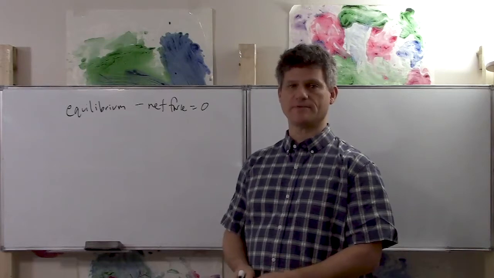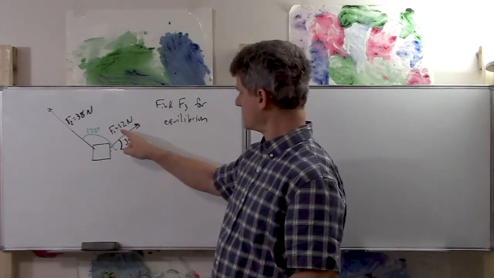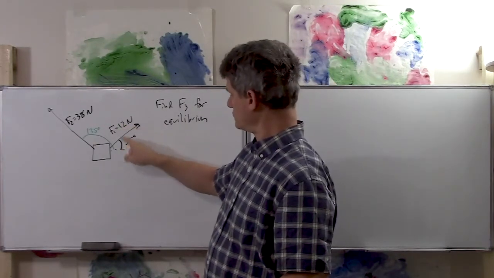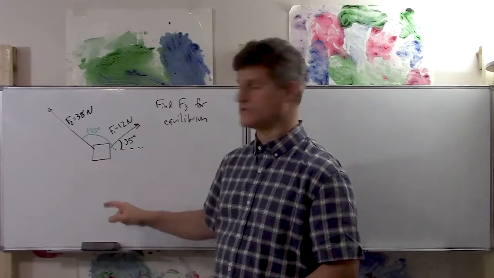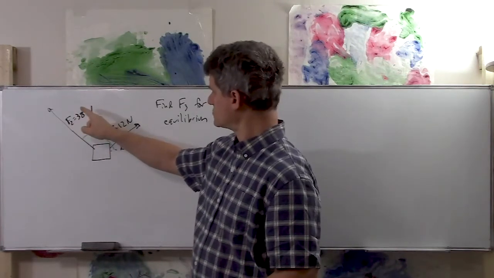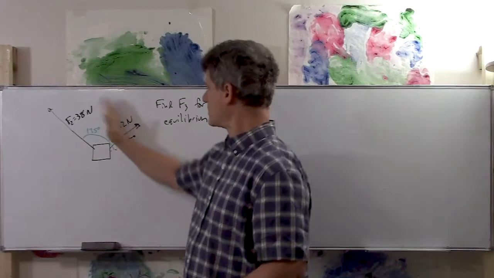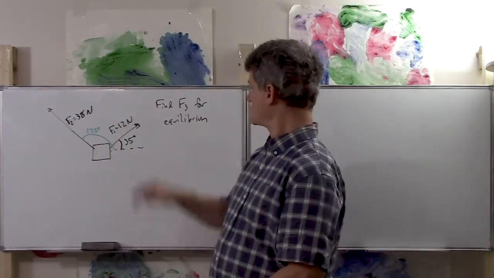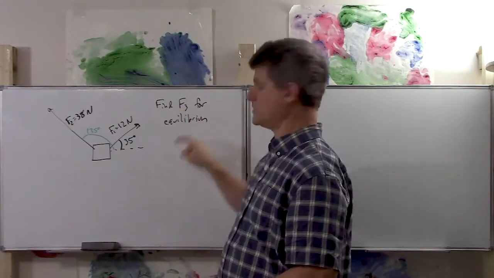So let's do an example. Alright, we have two forces acting on this, F1 with a magnitude of 12 newtons acting at an angle of 35 degrees, and F2 with a magnitude of 38 newtons acting at an angle of 135 degrees. So the challenge is to find F3 for equilibrium.